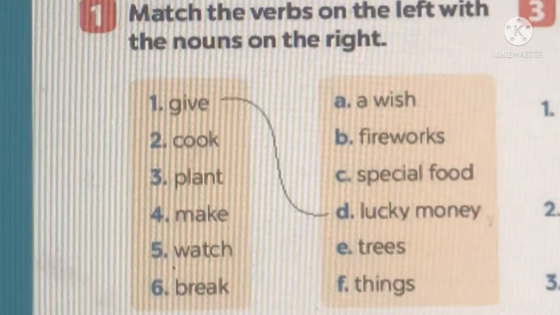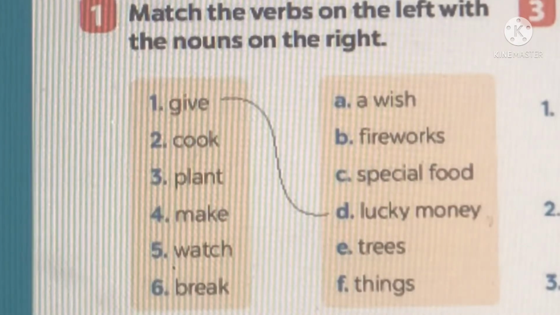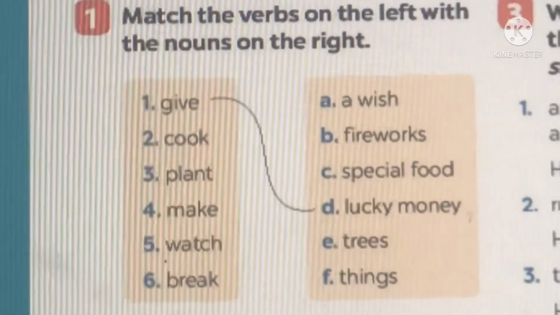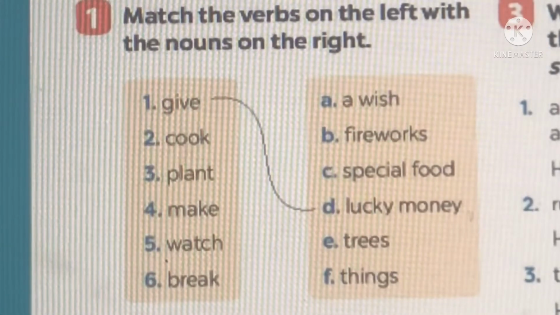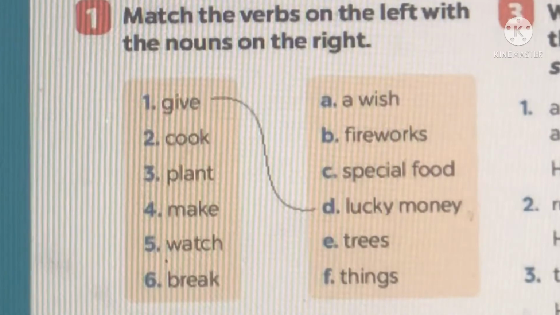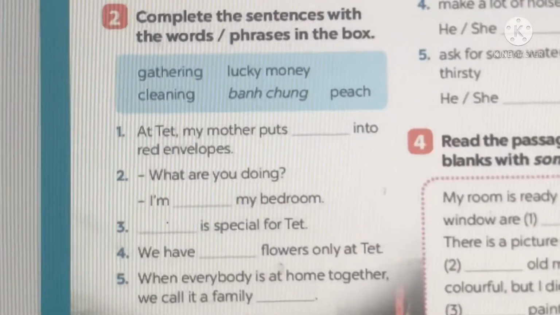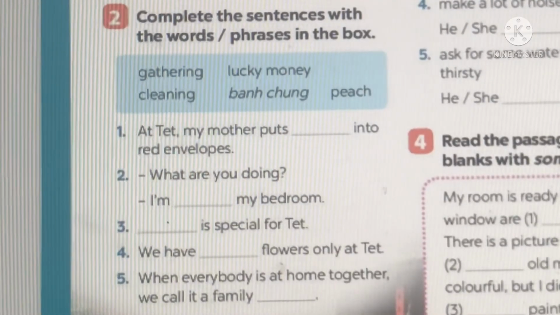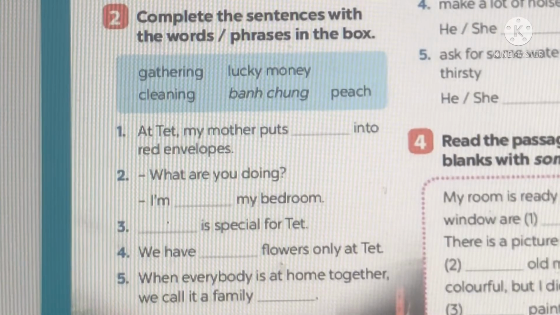And the answer is 2 and C, cook special food. 3 and E, plant trees. 4 and A, make a wish. 5 and B, watch fireworks. 6 and F, break things. We come to activity 2. Complete the sentences with the words or phrases in the box.